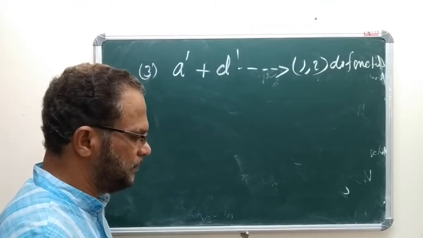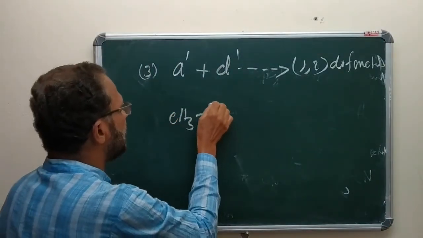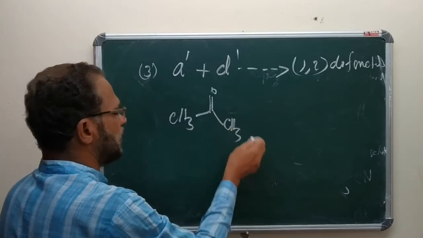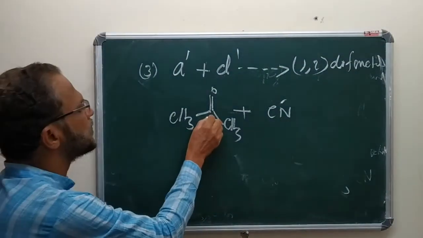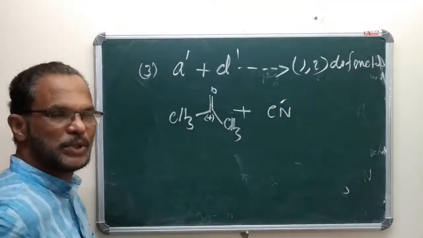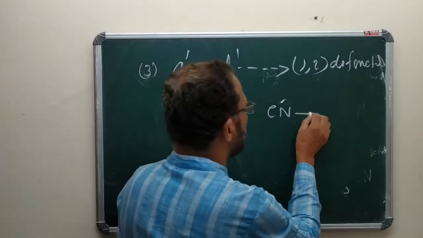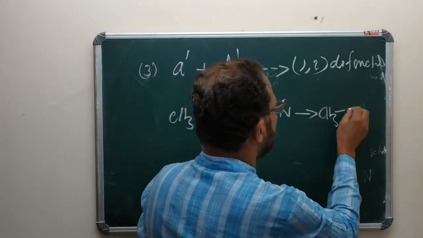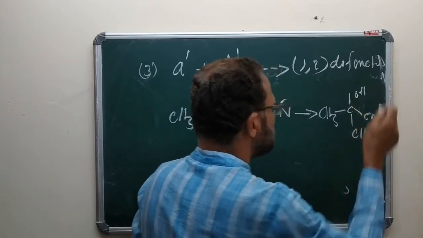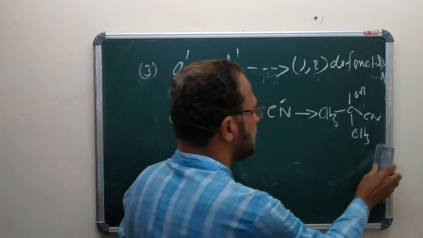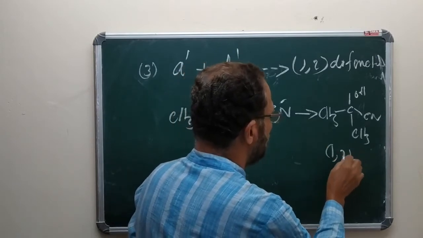Then say, for example, CH3COCH3 plus CN minus. This carries positive charge, so A1 acceptor synthon. This carries negative charge, that is donor. The product is CH3C(OH)(CN)CH3. And this is 1,2 difunctional.